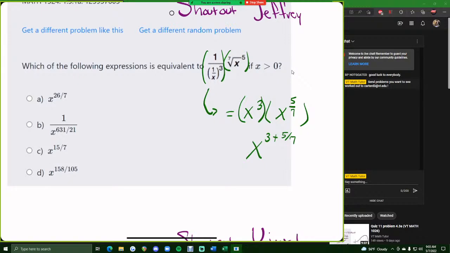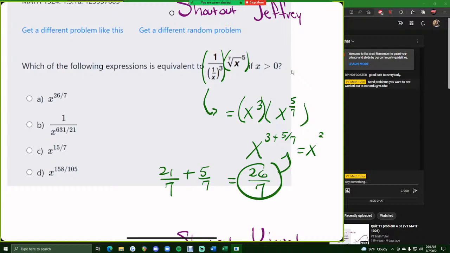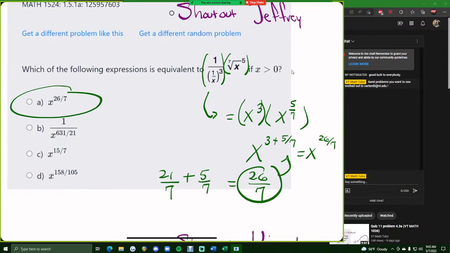You could do this on a calculator. You could do this by hand. I'll just work it out by hand real quick. 3 plus 5 over 7. In other words, 3 over 1 plus 5 over 7. We need to get a common denominator. So we multiply the top and bottom here by 7. 7 times 3 is 21. 7 times 1 is just 7. Then we add the numerators. 21 plus 5 is 26. Leave it over 7. That tells us the exponent of the x term is 26 over 7. Excuse me. And that is it.